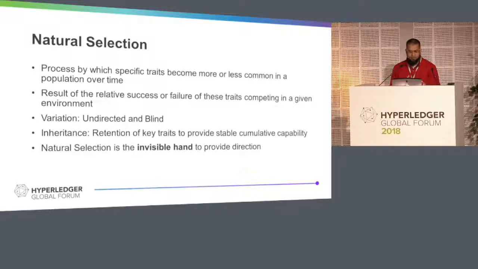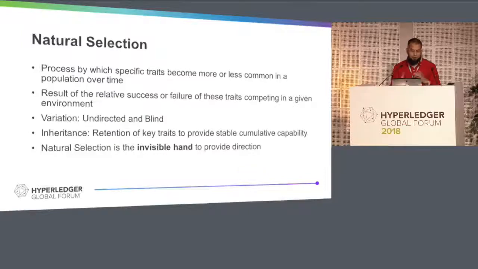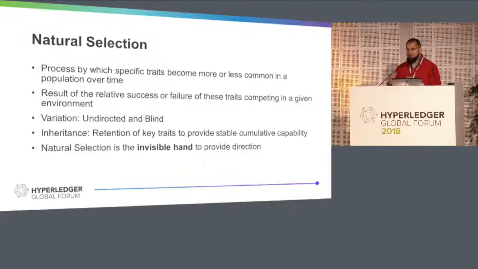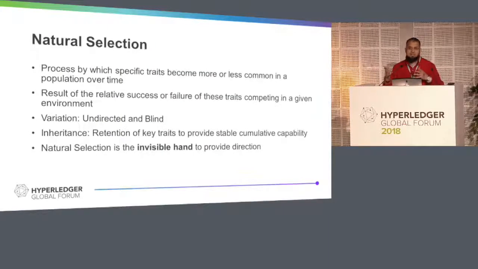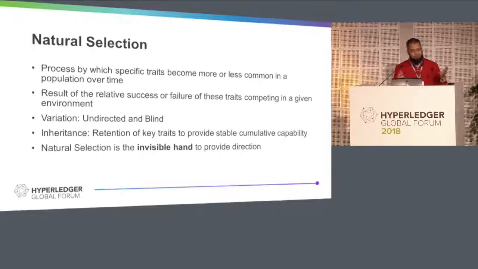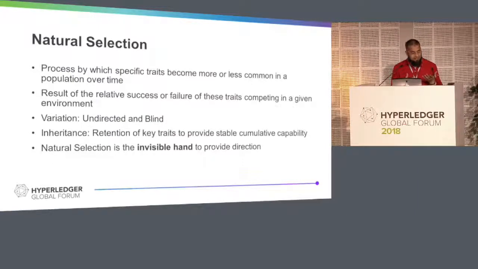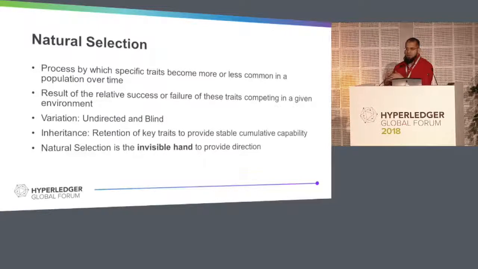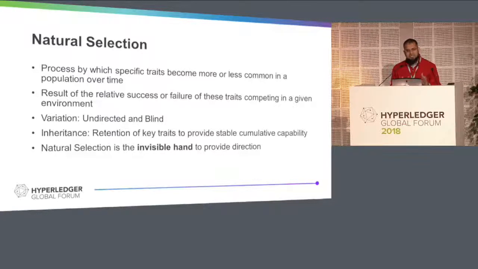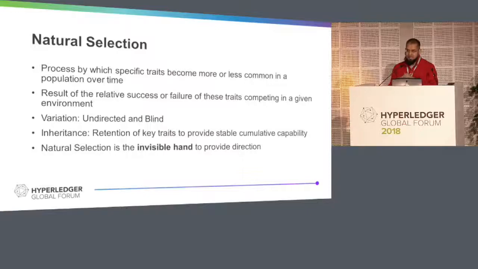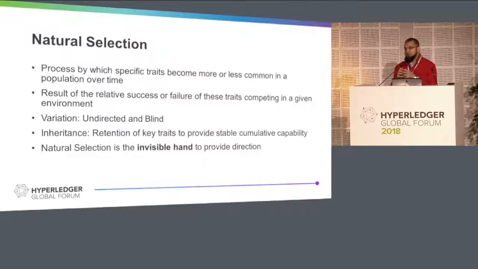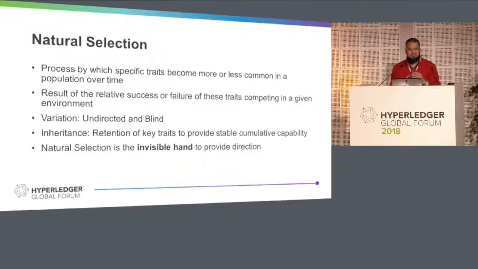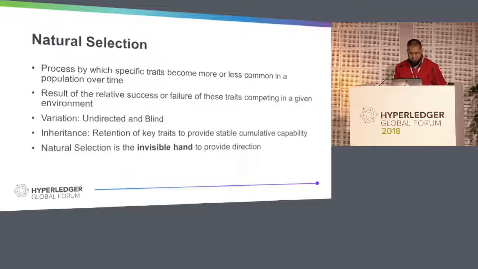Natural selection is a process by which specific traits become more or less common in a population over time, as a result of relative success or failure. When we talk about variations, this is undirected and blind. A mutation happens, something got changed, and we are not sure if it's good or bad. Inheritance, on the other hand, is quite directed. You get the best genes that help you survive in the environment from your parents. So natural selection equals Adam Smith's invisible hand that's directing the direction. Because if you are not getting the good genes, you are not going to survive in the future, and you are going to die off in due time. This is what the invisible hand is doing in the financial sector as well.